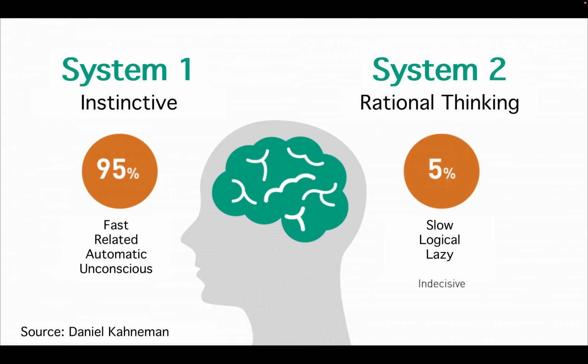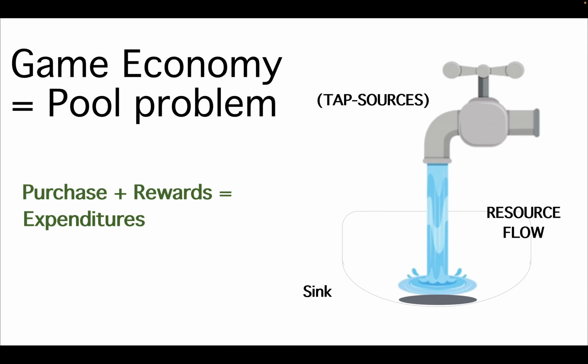Okay, so then what? We should understand the game economy itself before everything, even before monetization, we can say. It's just like a pool problem. Very basically, purchases and rewards should be equal to expenditures.